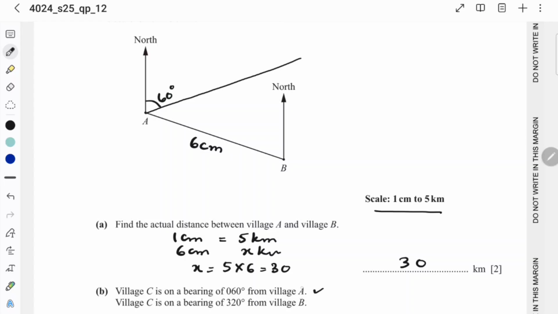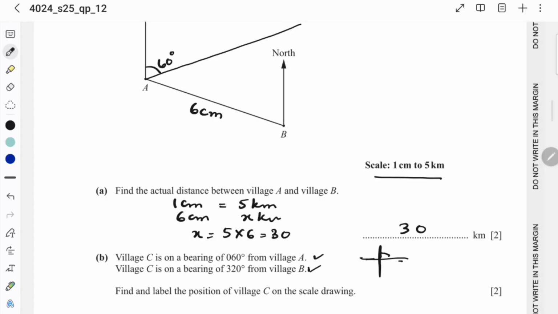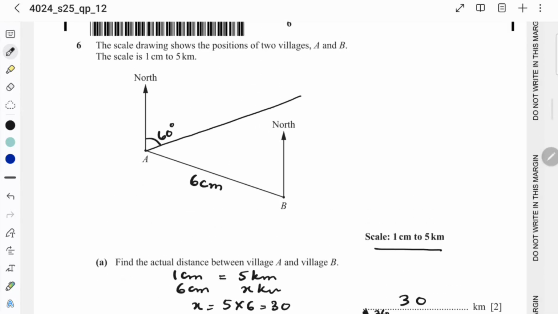The other thing they told us, village C is on the bearing of 320 degrees. You know that this is 90, and then 180, and then 270, and then 360 degrees. So this is more than 270, so 320 degrees will be like this. Okay, now we are making 320 degrees with the help of the protractor.